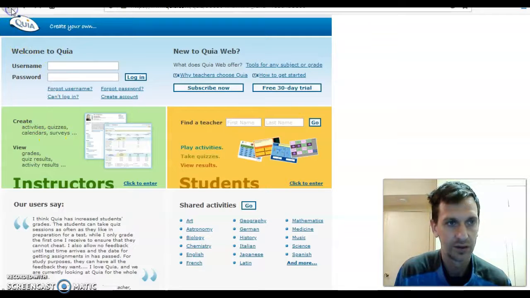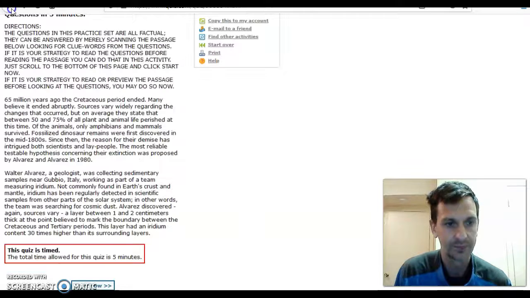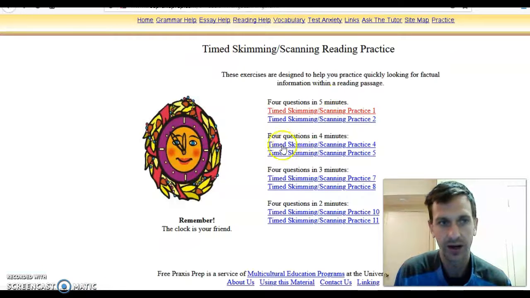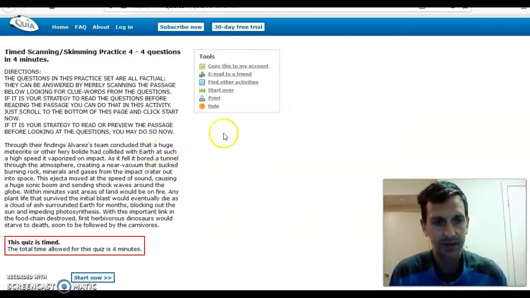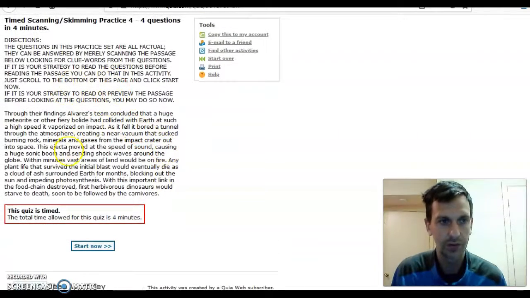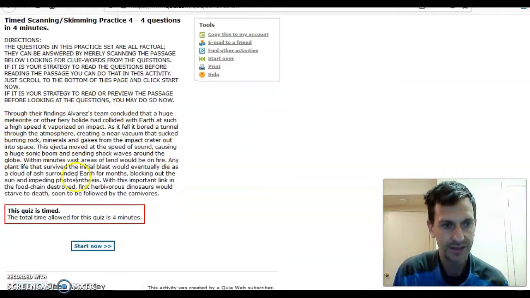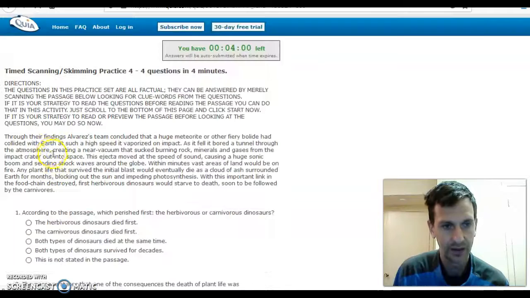All right, so let's go back. We did a 2-minute one. Let's do one in 4 minutes. Let's do the same thing. Don't worry about reading it. We got this passage. And let's just scan.